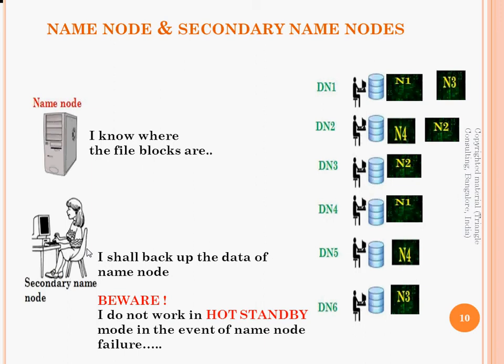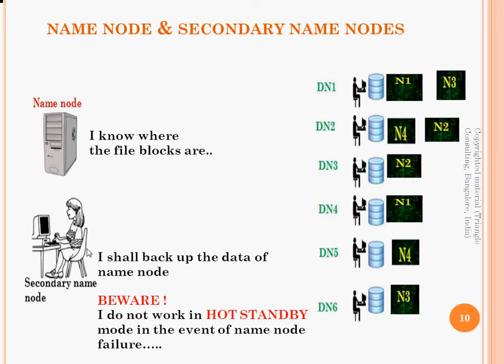When the name node fails, it means that the whole cluster goes down, because you will no longer be able to locate where the files are residing on the data nodes. So if the name node goes down, we have to copy the files from the secondary name node, and then we have to restart the name node after fixing it.